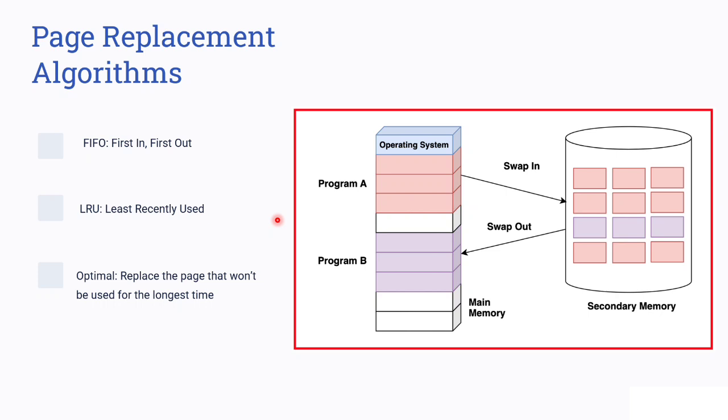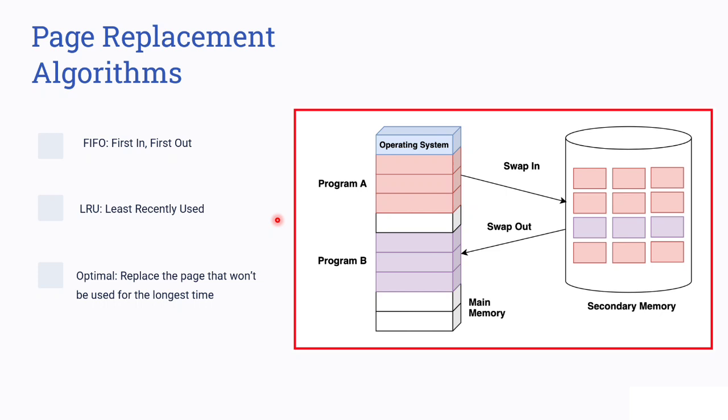Some common algorithms which are mostly used are first in first out. First in first out removes the oldest page which was loaded. Then second is LRU, which is least recently used. Least recently used removes the least recently used page from the main memory. Third is optimal. Optimal replaces the page that won't be used for the longest time. This is only theoretical. Okay, these strategies help the operating system reduce the number of future page faults.